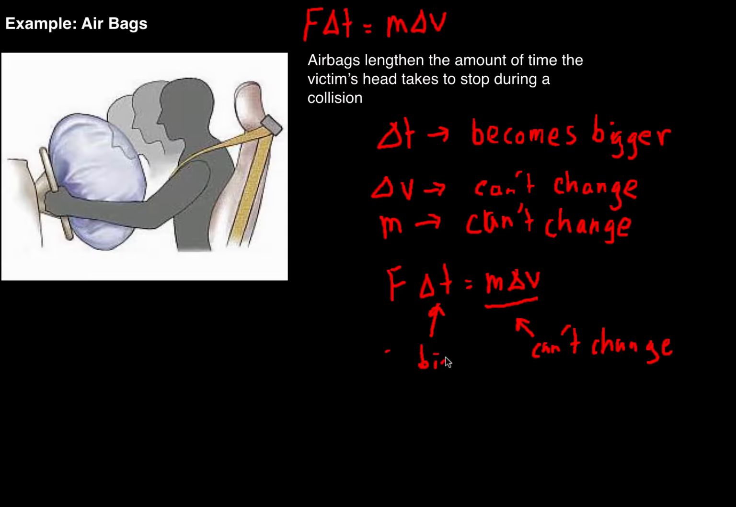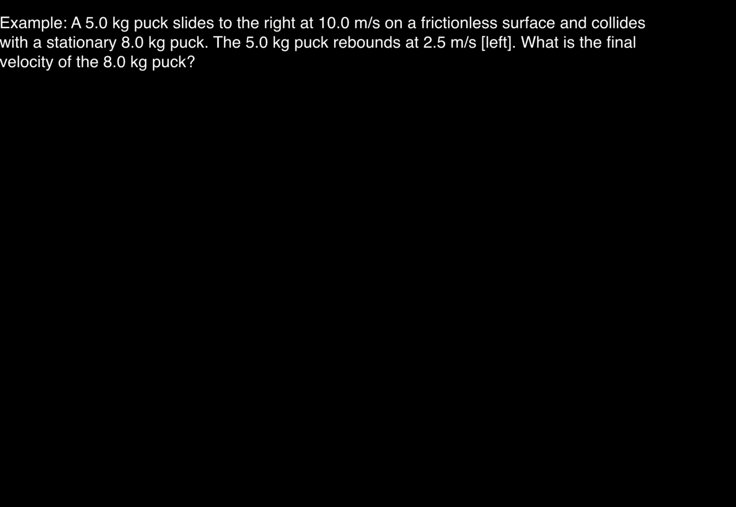delta t becomes bigger. In order for the relationship F times delta t to still equal m delta v, the force has to become smaller. So the purpose of an airbag is to increase the amount of time your head has to stop in so that the force on your head becomes smaller.